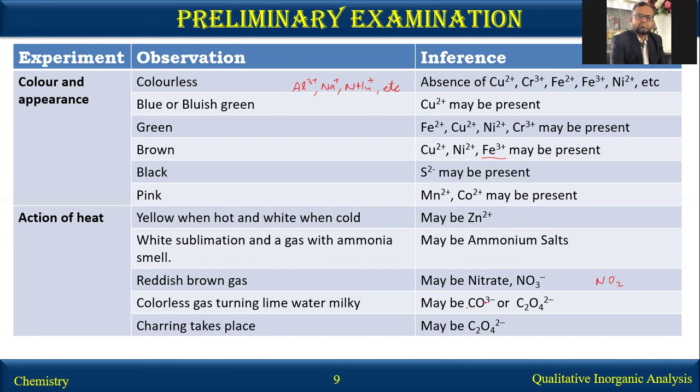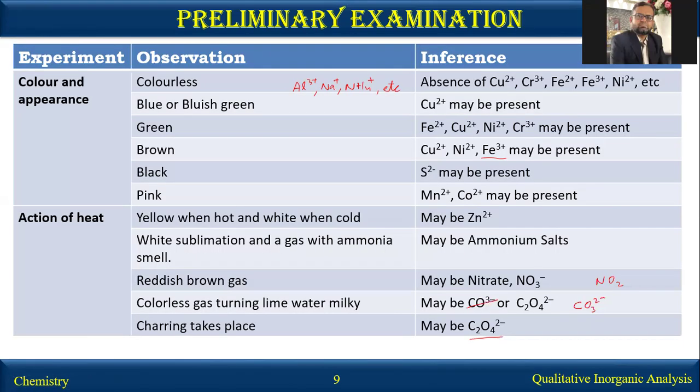Actually, the formula of carbonate is wrong here. It should be CO3 2 minus. If charring takes place, then there are chances of oxalate ion. This is oxalate ion. So these are some of the preliminary examinations.